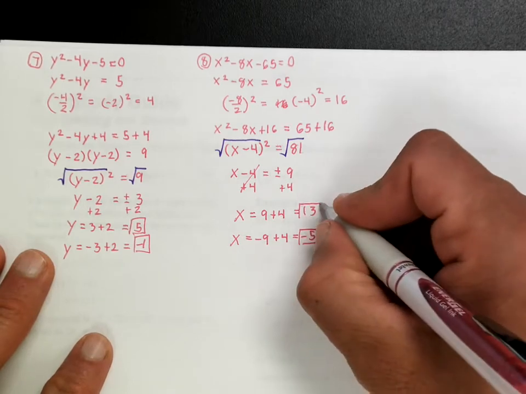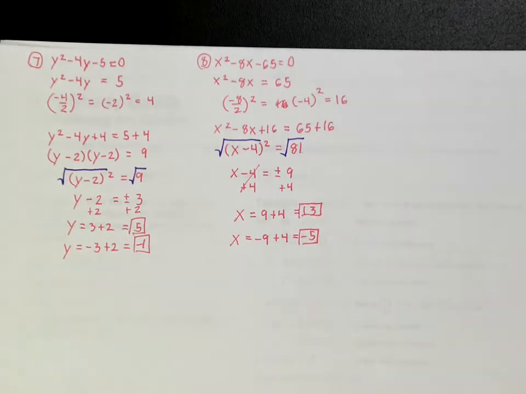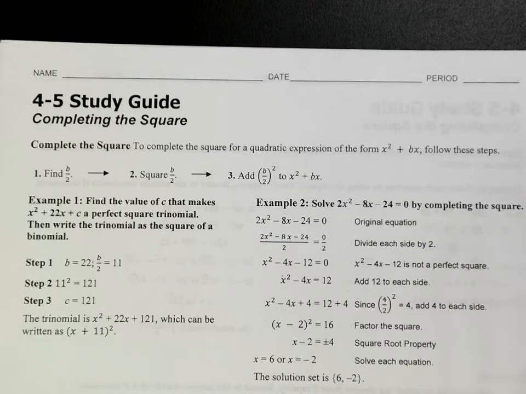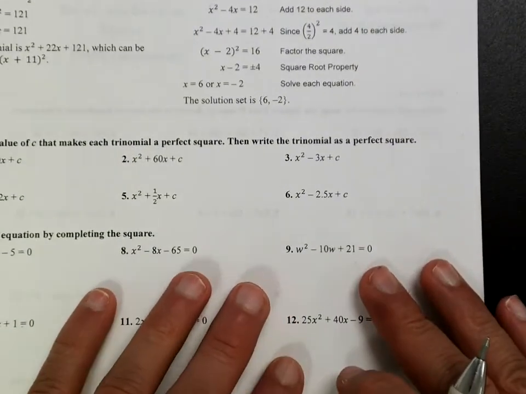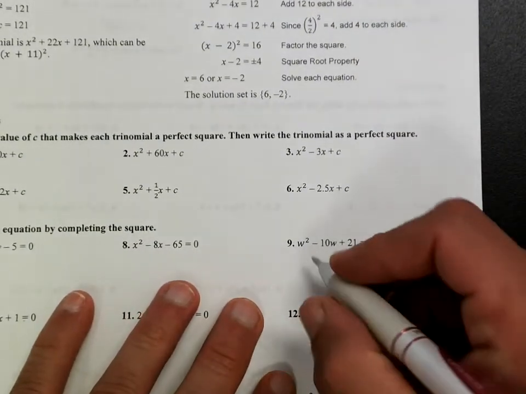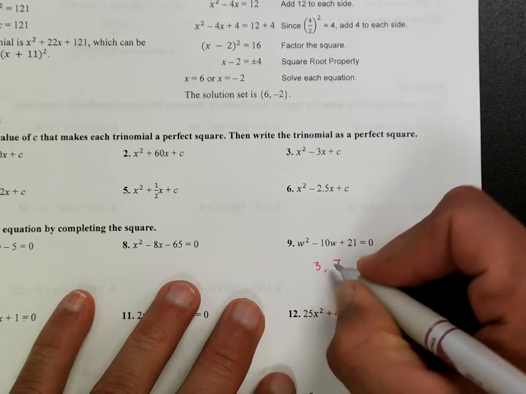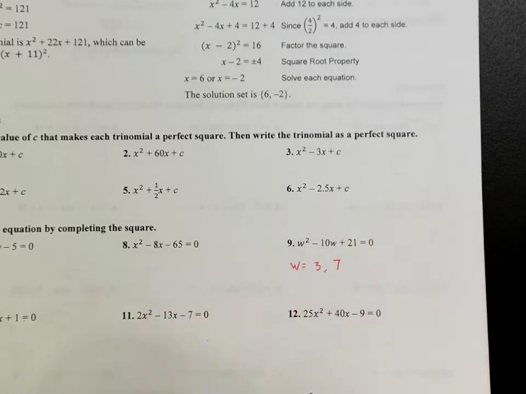Okay? Now if you want to see if you can do this yourself, let's take a look at this one right here, the one with the W. If you want to do it on your own, the answer should be 3 and 7. So W should be equal to both of those. So again, see if you can get that.